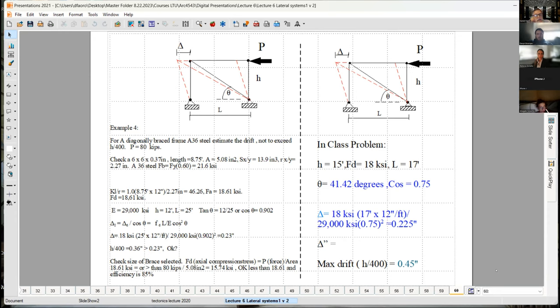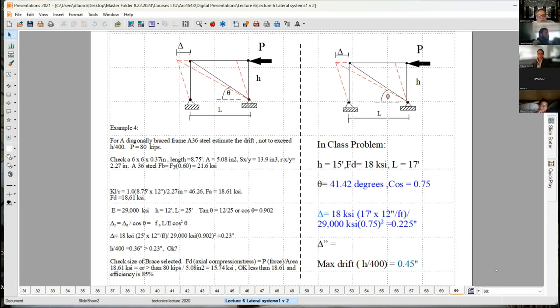E is our modulus of elasticity at 29,000 KSI, H is 12 feet, L is 25. Tangent of theta for the angle of inclination of the diagonal brace is 12 over 25. The cosine is 0.902. We have FD times L over E cosine squared theta. We have 18 KSI. We're setting that up as our upper limit for allowable stress. We're figuring in the actual formula here, the 25 times 12 in feet, divided by E, the 29,000 KSI. And in this case, what did we plug in? We plugged in our cosine value squared, and we get 0.23 inches.